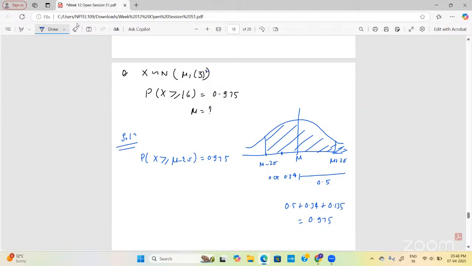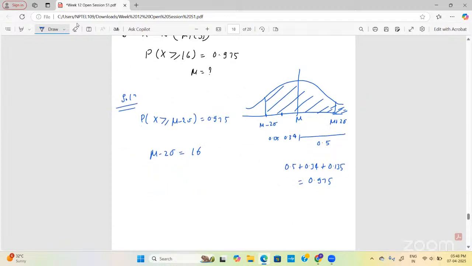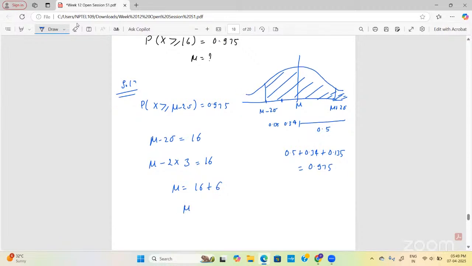Now you can compare these two, that mu minus 2 sigma is given as 16. So from here you can find its value. So 2 into sigma is 3, so 2 sigma is 6. This is 16. So mu will be 16 plus 6. So mu will be equal to 22. Is this clear? Yeah.